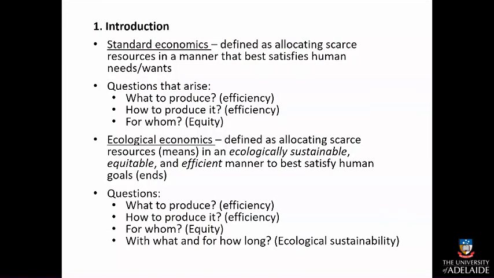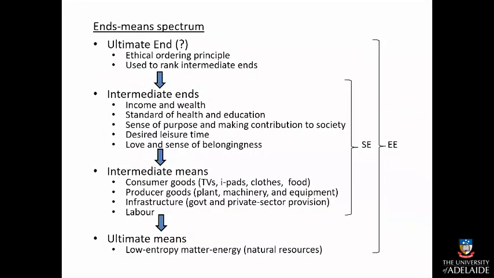Ecological economics is a bit different. It still focuses on the allocation of scarce resources, which are means, but in an ecologically sustainable, equitable and efficient manner to best satisfy human goals or ends. So it still asks some of the same questions: what to produce, how to produce it. But ecological economists focus a lot more on for whom, the equity issue, and they probably add a fourth question, and that is with what and for how long, which is related to the ecological sustainability issue, which ecological economists focus on quite a lot.